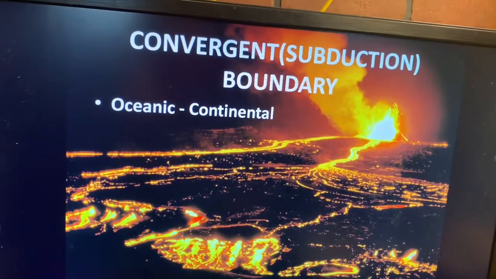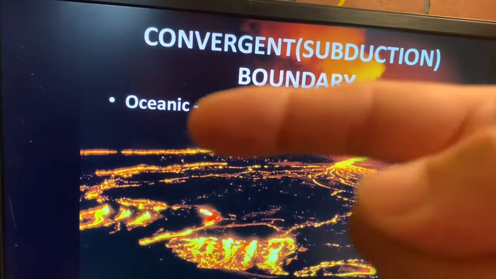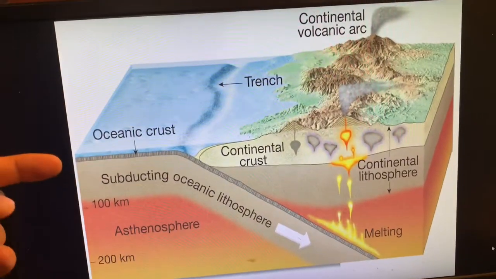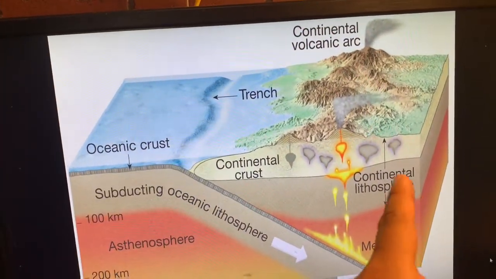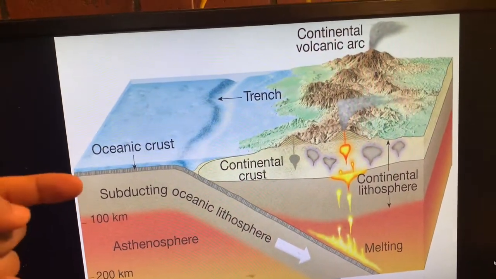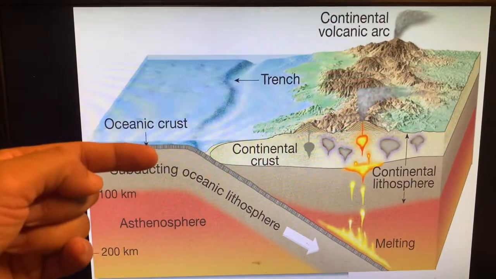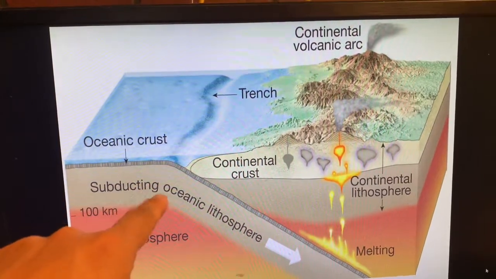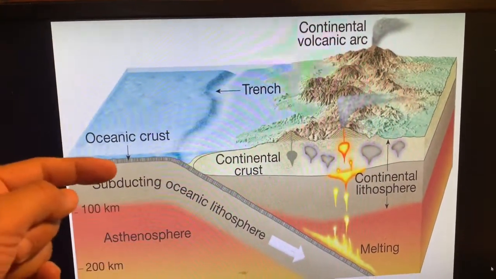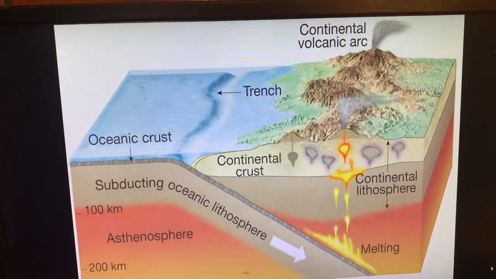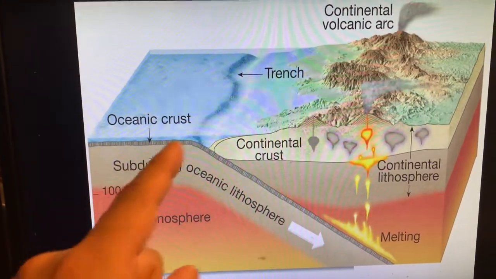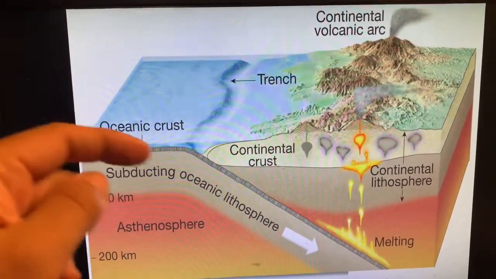So what happens with this one is you have two plates, one going this way and the other one going this way, and they hit in a head-on collision. And when they hit, like you see here, you have the oceanic plate that was moving like this, and the continental plate that was probably moving like this. And since the oceanic crust is denser and heavier, it's going to get pushed down. When it gets pushed down, we say that it is subducting. So this is a subduction boundary. Subduction means one plate gets forced underneath the other plate, and it's always the denser plate. So since oceanic crust is denser than continental crust, it gets pushed down and underneath.